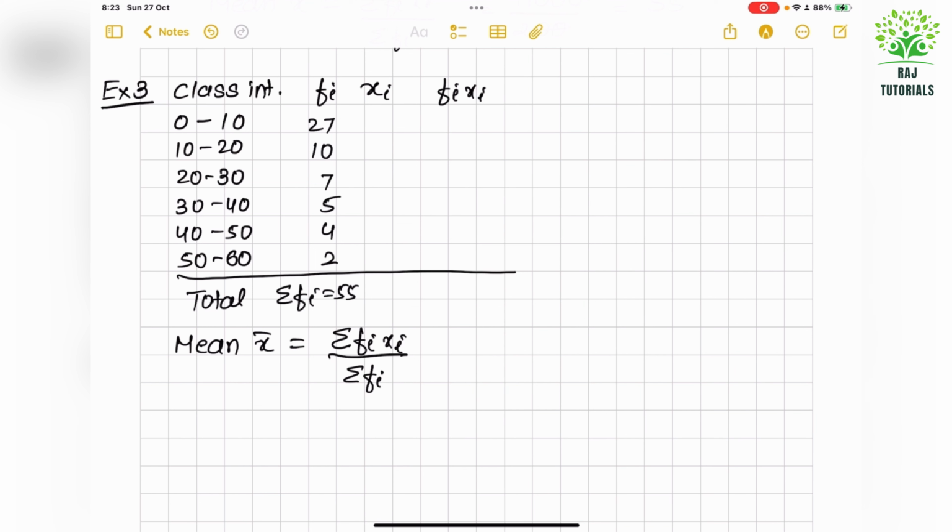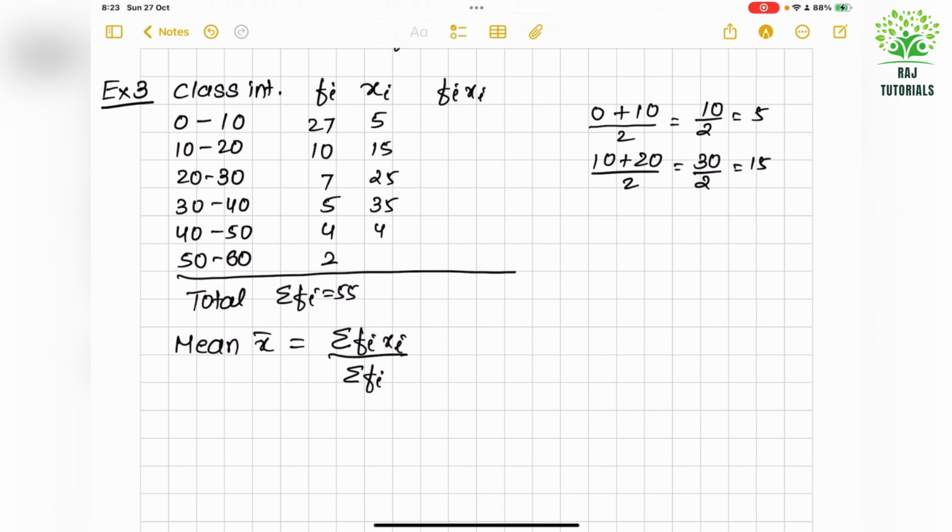But I don't have xi now, so xi is nothing but the midpoint of the class interval. To find that I have to do like this: 0 plus 10, that is lower limit and upper limit, I will add and divide by 2. So 10 by 2, that will be 5. So I will write here 5. Then 10 plus 20 upon 2, so 30 by 2, that will be 15. In the same way I can write 25, 35, 45, 55.